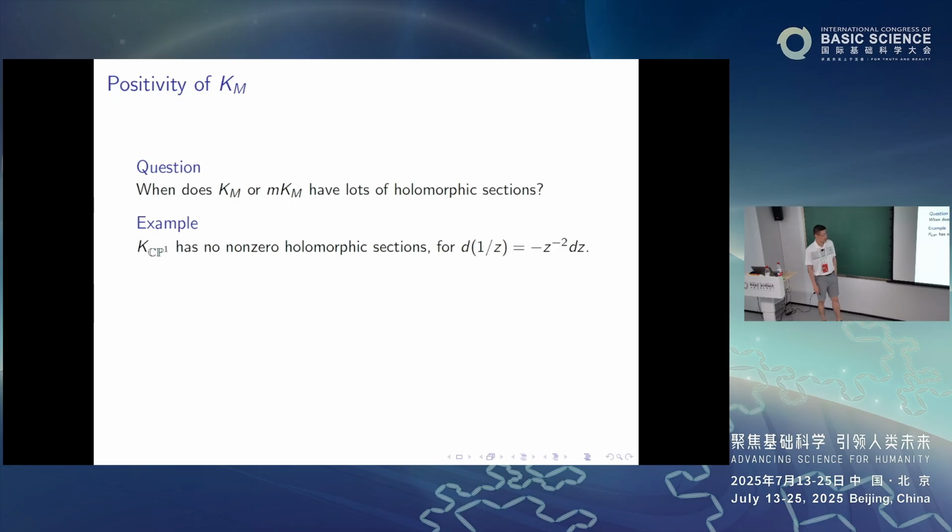Unfortunately, CP1 has no non-zero holomorphic sections of the canonical bundle. Certainly this follows from the vanishing theorem, but we can do a hands-on proof, since we don't need to use big things. Suppose CP1 has a non-zero holomorphic section.